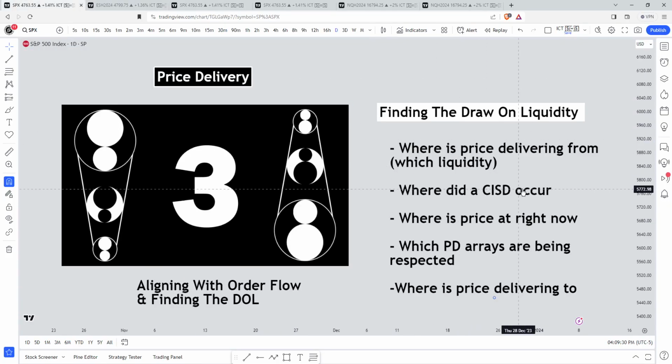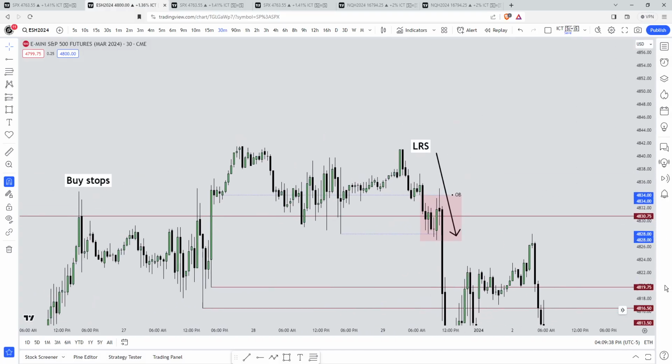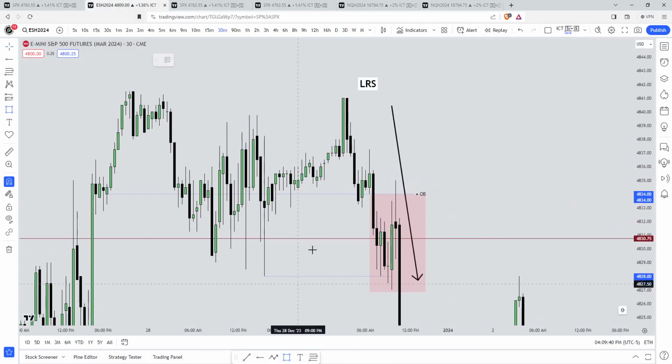Okay, so far it's delivering from the buy side liquidity. It created a bearish change in the state of delivery. Price was consolidating right above the relative equal lows. Bearish PD arrays are being respected. How are bearish PD arrays being respected? Well, notice how it's returning back to fair value gaps. It's expanding away from them. Okay, this entire retracement back up, all it did was reprice back to the order block in here.